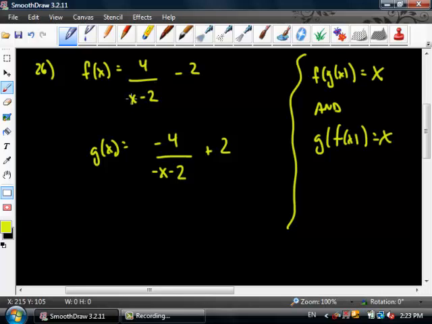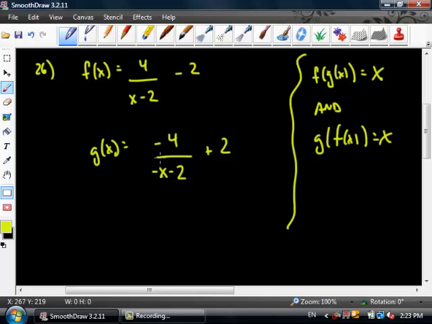So what we're going to do is choose whichever function looks easier. Which function looks easier? Kylie, what do you think looks easier? f of x, the top one? Okay, we're going to find the inverse of this function and see if it matches g of x.